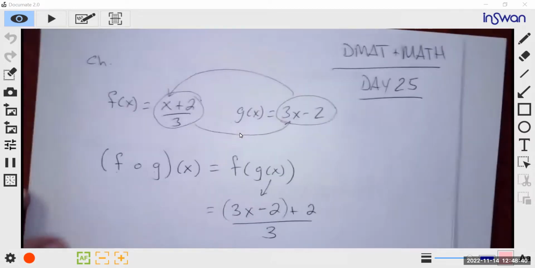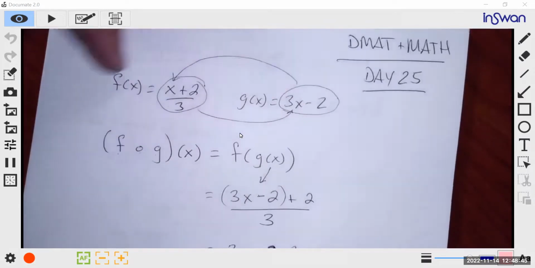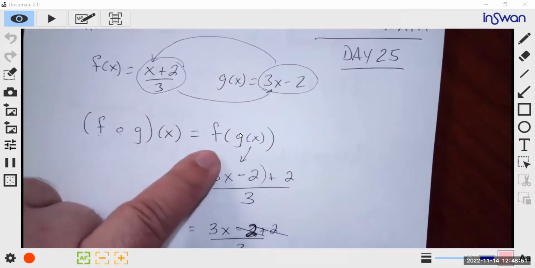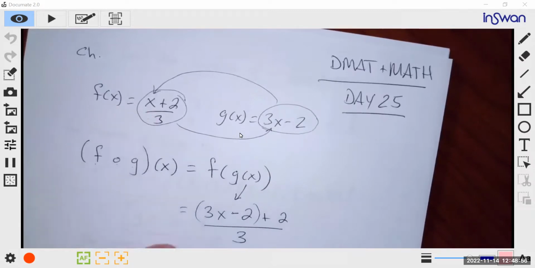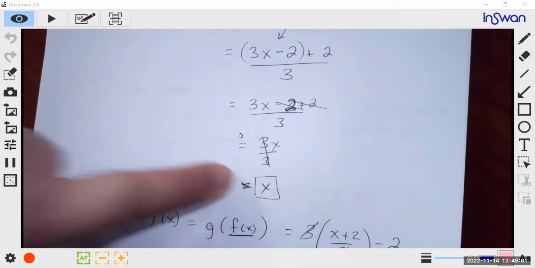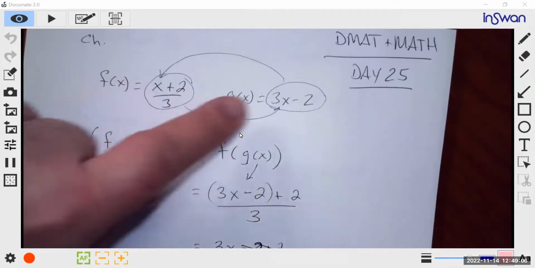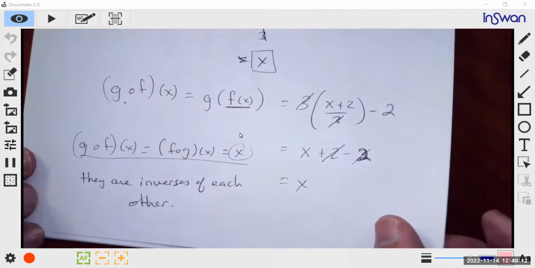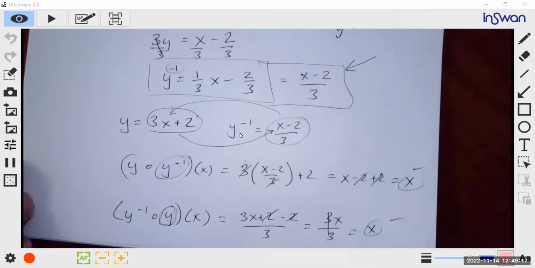Okay, let me recap. We're talking about inverse functions. We test it by doing composite functions, f of g of x, which means that the g of x is inside f of x. Take the g function, put in place of x, and the f function, and work it out. Equals x. Same thing the other way, g of f of x. So take the f function, put it in place of x, work it out. If they both equal x, that means they're inverses of each other.